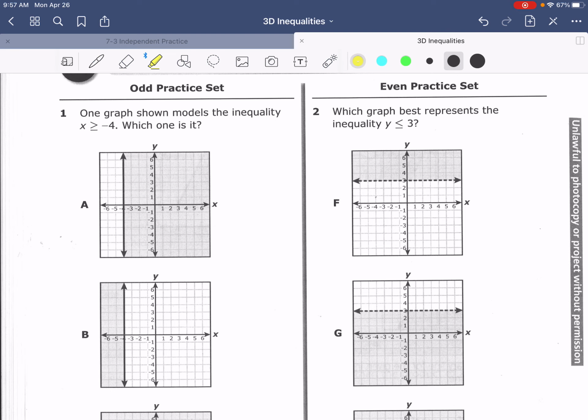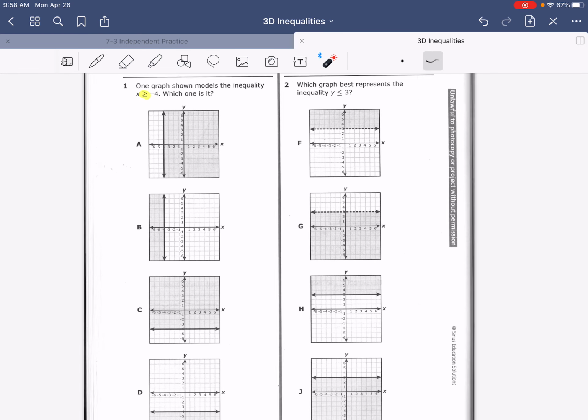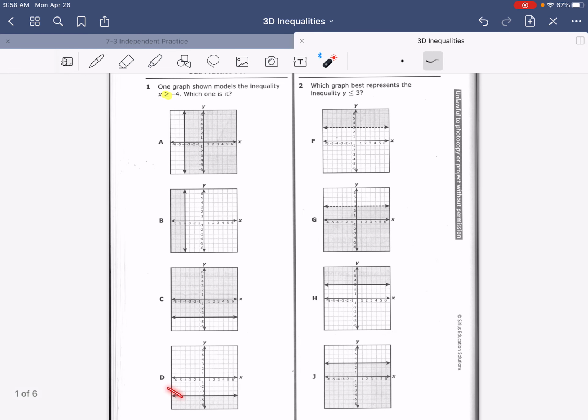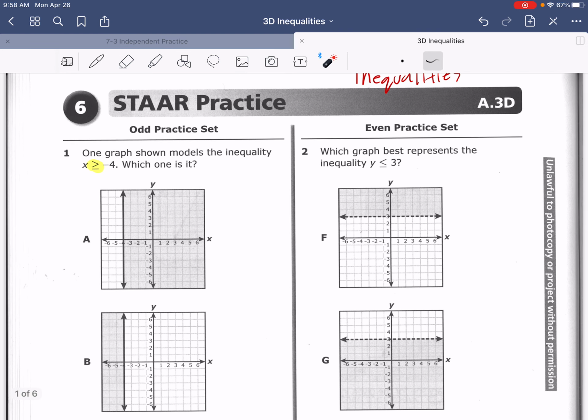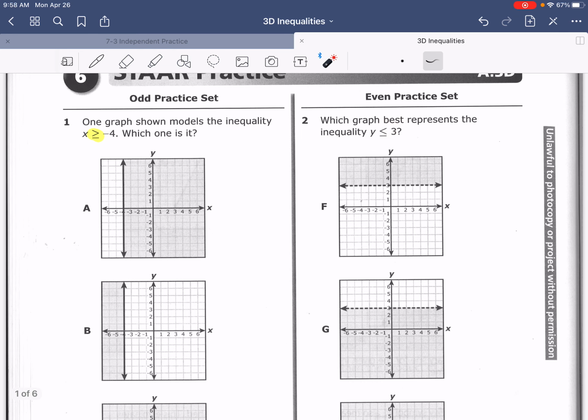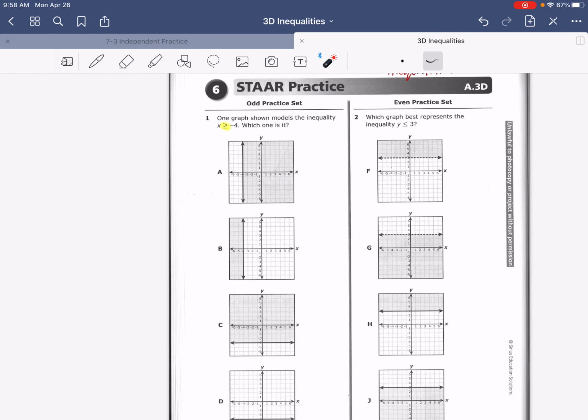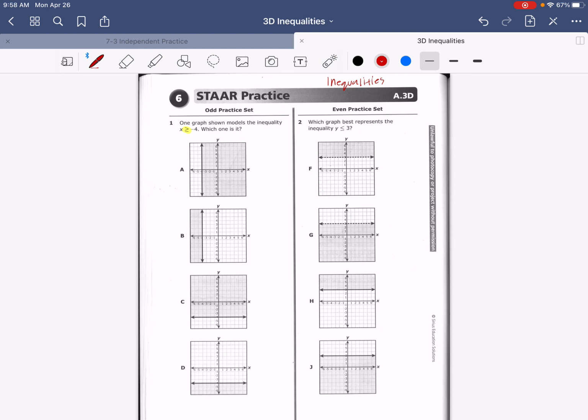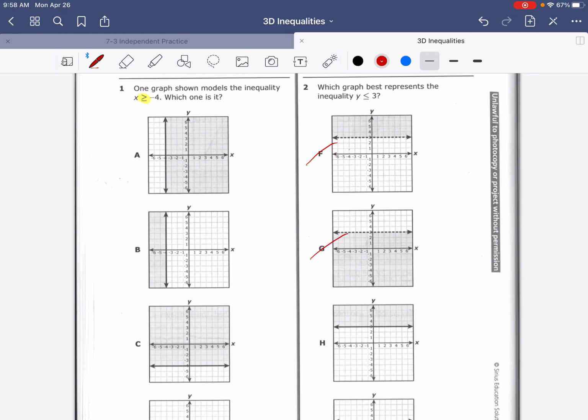First thing you have to remember: do you see this inequality symbol, and this line underneath it? That means it's included, so the line should be a solid line. As you can see, this one is all solid lines, so that's fine. But if you look at question number 2, this one is y is less than or equal to 3, and it should be a solid line as well. So in question number 2, you can cross out F and G like that. Keep that in mind.